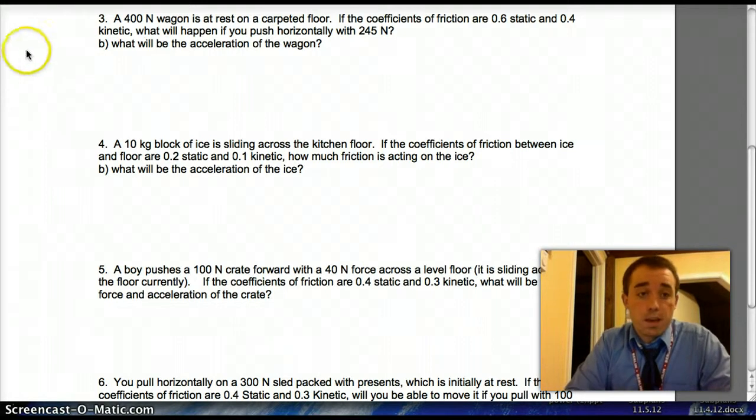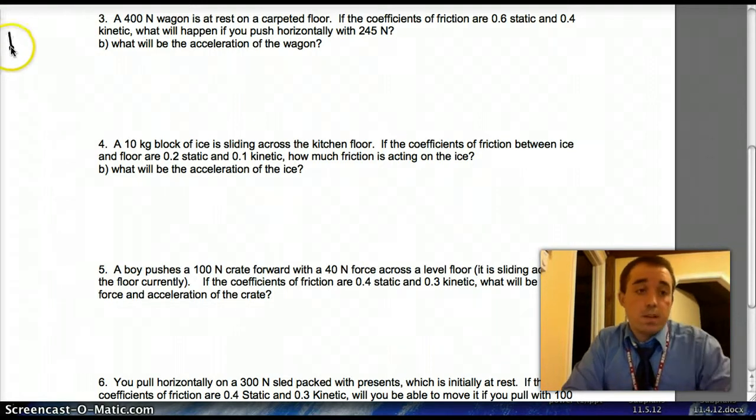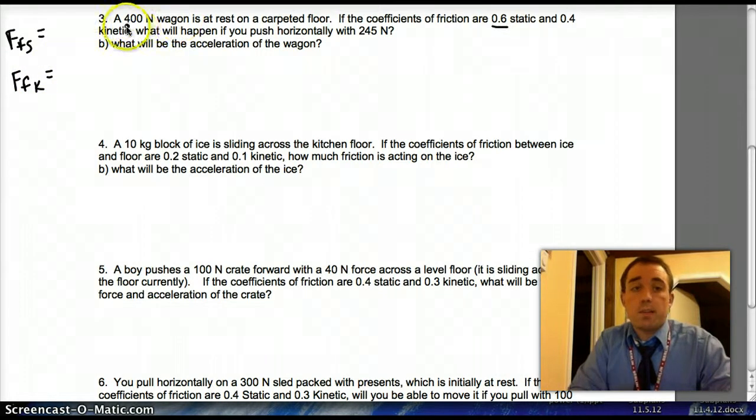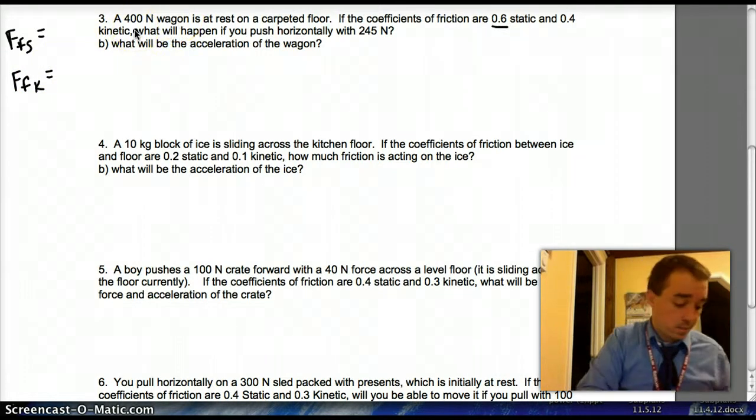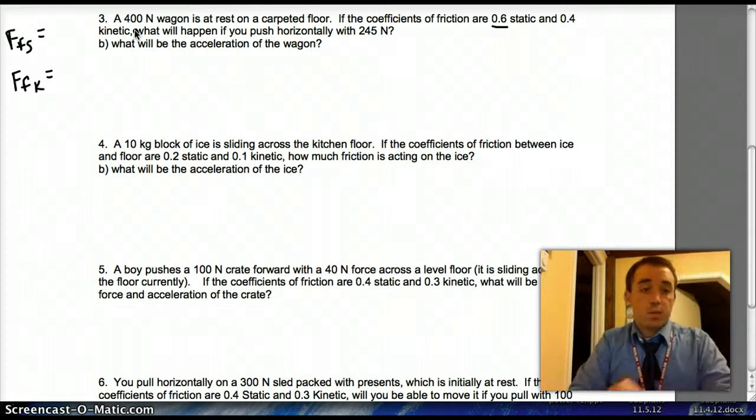To do that, I have to, once again, find my static friction force and my kinetic friction force. My static friction force is 0.6 times the weight, so 0.6 times 400, which is 240.